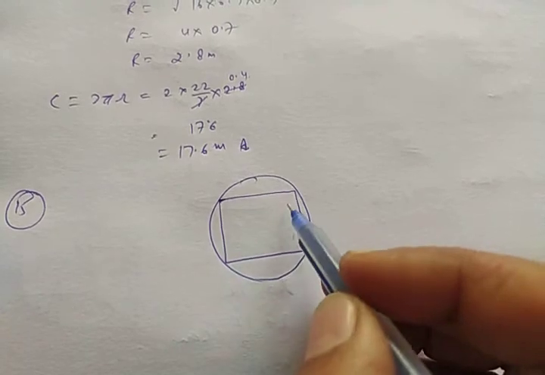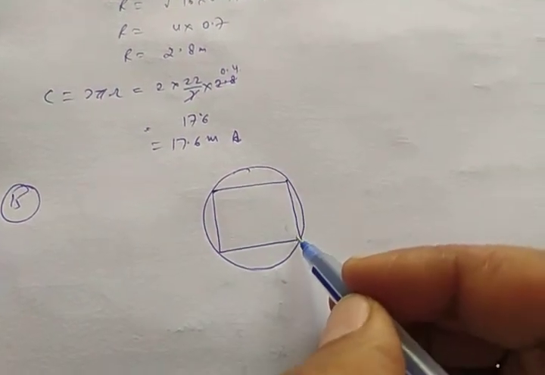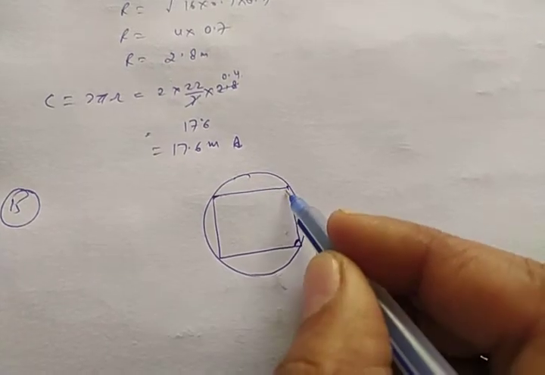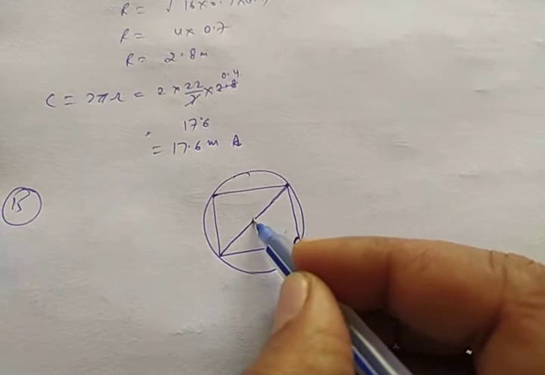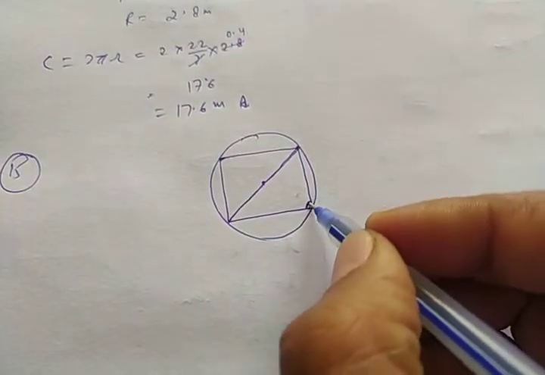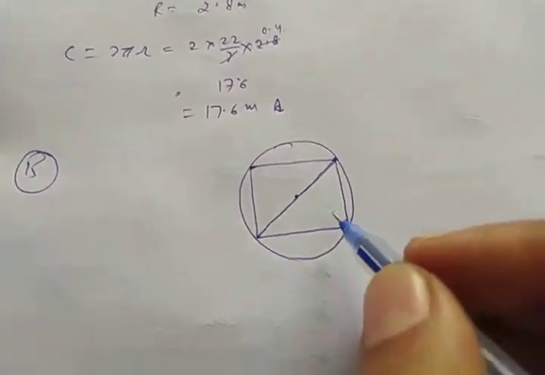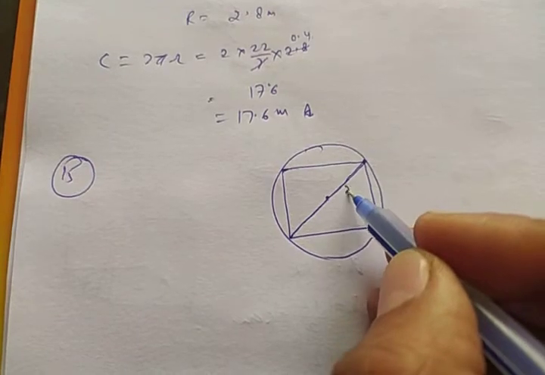One thing you should understand is that the square has each angle 90 degrees. When you take any of the angles, the diagonal will pass through the diameter of the circle, because it is the angle in a semicircle, 90 degrees. You know it very well. Now let the radius of the circle be x.